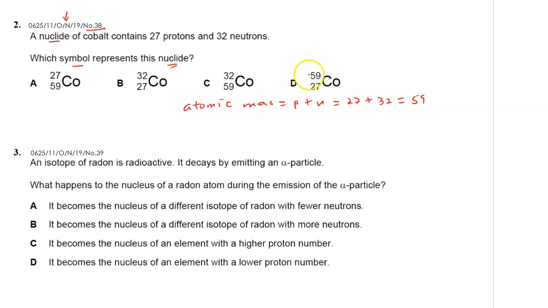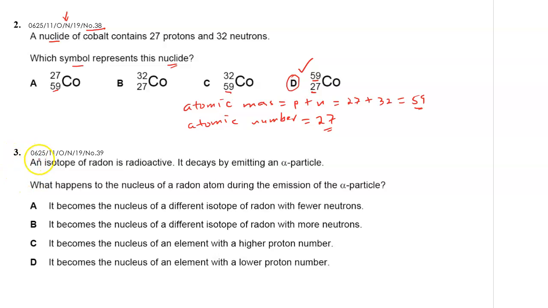Atomic mass is usually the upper number of the two. So we have 59 there, and therefore we don't have another 59. 59 is down here and down here, so these are not correct, because the lower number of the two gives us the atomic number. So atomic number, which is the number of protons in the atom, is 27. So you can see we have 59 right there, and we have 27 down here, which means the nuclide symbol of cobalt is D. Very good.